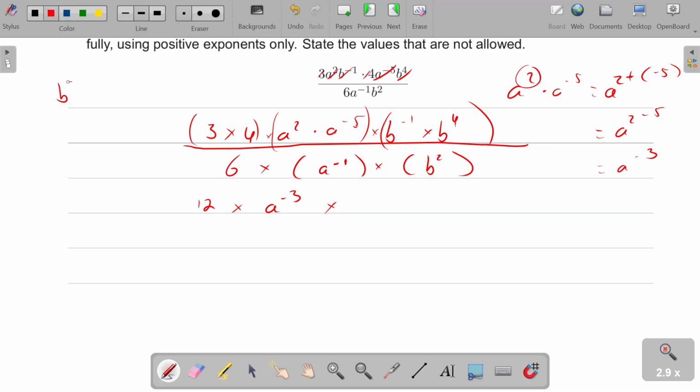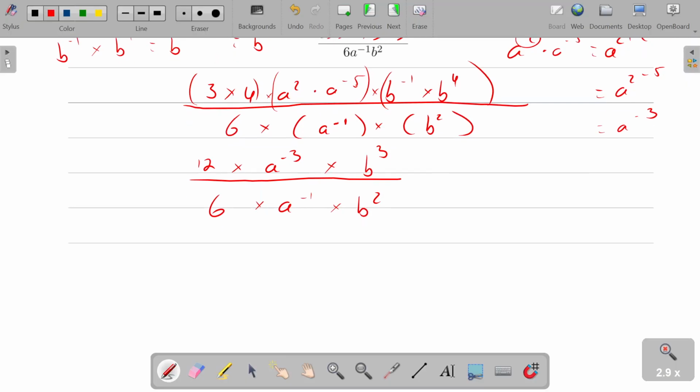That is b to the power of -1 multiplied by b to the power of 4. That is b to the power of -1 plus 4, and then that's going to be b to the power of +3. So I'll simplify that to b to the power of +3, and then I've got 6, multiplied by a to the power of -1 multiplied by b squared. There's no way for me to really simplify the denominator any further as it stands right now.